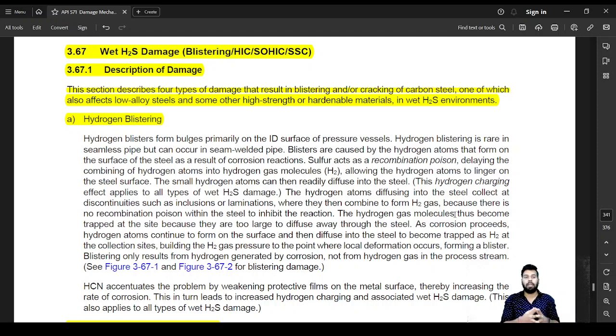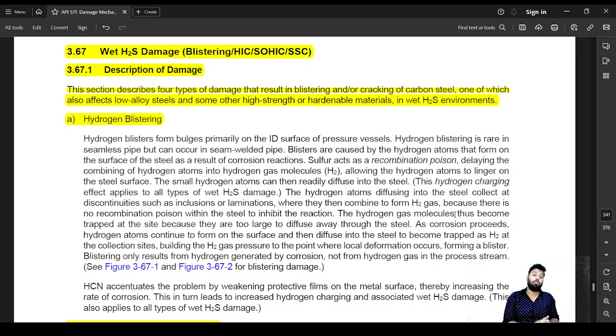Secondly, blistering. Blistering is basically a bubble formation inside the material. You will understand it very easily when I show you the pictures, but that is also hydrogen induced damage. This happens due to hydrogen presence. So, description of damage. This section describes 4 types of damage that result in blistering and or cracking of carbon steel, one of which also affects low alloy steels and some other high strength or hardenable materials in wet H2S environments.